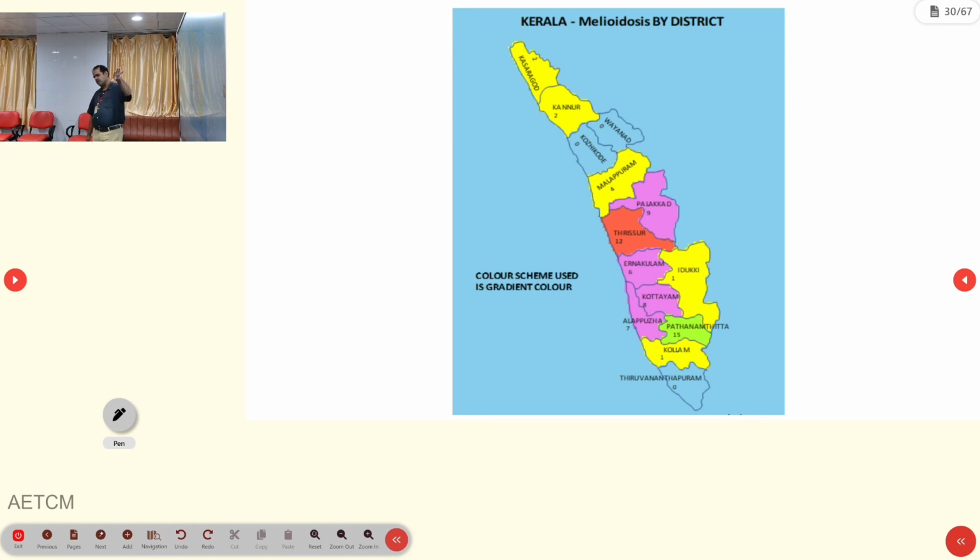This is the distribution of our 72 cases according to district. It's skewed because Ernakulam only caters to the nearby areas. So you won't go to the north or the south, they won't come. Most common were people from Thrissur. Right now the patient who's admitted is from Thrissur. So most of the cases that we saw were from Thrissur.